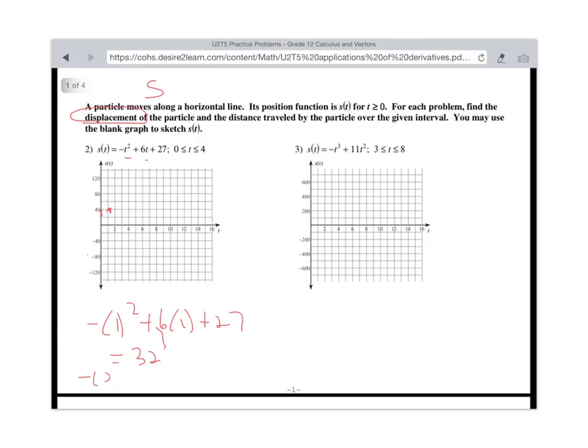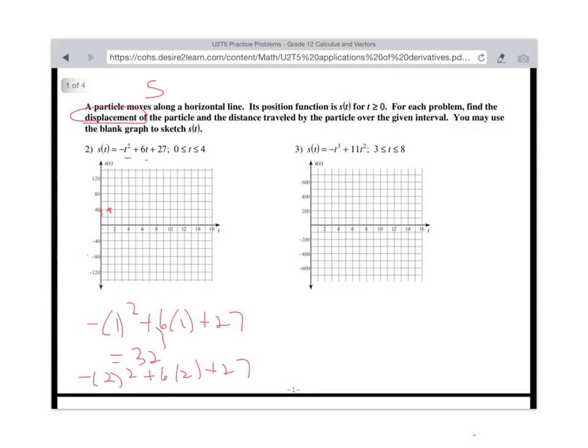So all you're going to do there is just keep filling in values. So the next value is going to be 2 squared plus 6 times 2 plus 27 and so on. And if you graph those and they're all going away from the origin, then your displacement and your distance are exactly the same. So you would do the same thing for number 3.